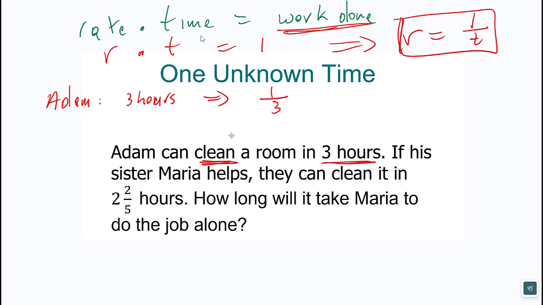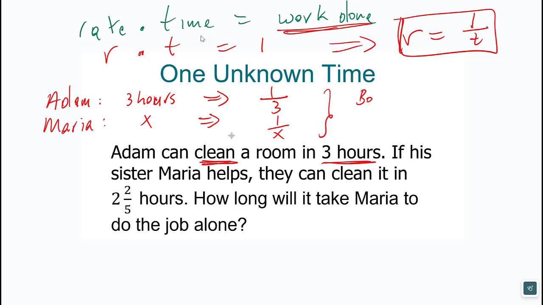Now, if his sister Maria helps, they can clean it in 2 2/5 hours. For Maria, her time is unknown, so let's call it X. As a result, her rate is going to be 1 divided by X, using the same rule as above, where the rate is 1 divided by the time. If his sister Maria helps, they can clean it in 2 2/5 hours, so both of them working together.